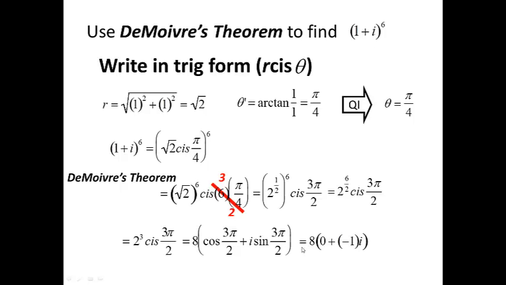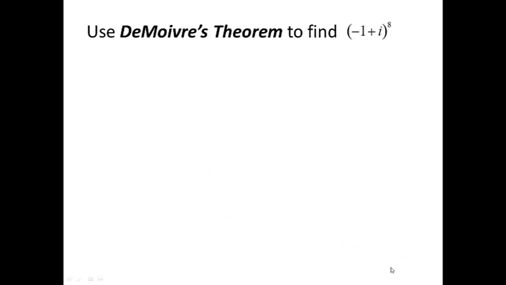And using my unit circle, I see that cosine of 3 pi over 2 is 0, and sine of 3 pi over 2 is -1. Distributing my 8, I get 0 plus -8i, which is -8i. How's that? Okay, one more. Let's see, you work through this one.